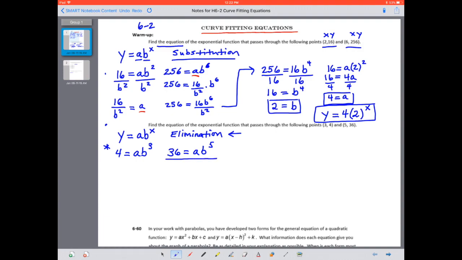We're going to take 36 equals a b to the fifth, divided by 4 equals a b to the third. Now what's really happening here is if I do 36 divided by 4, I get 9. A divided by a is 1, so that's the elimination part of it. The a's are kind of canceling out there. And then b to the fifth divided by b to the third gives me just b squared. So 9 equals b squared. That's easy to solve then. We're going to end up with b equal to 3 in this case.